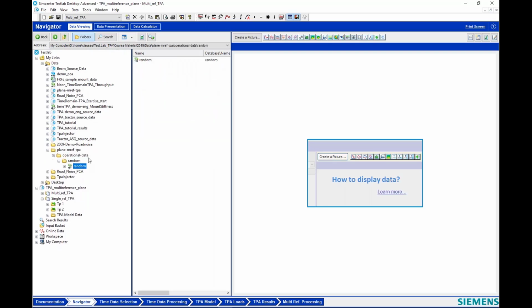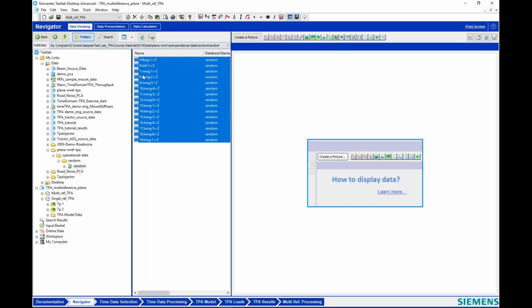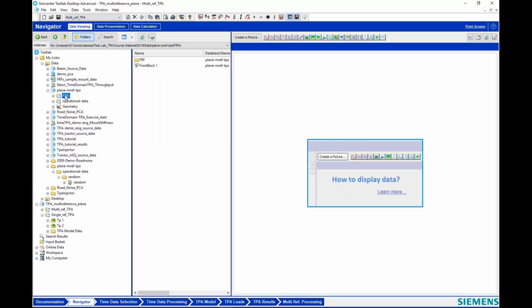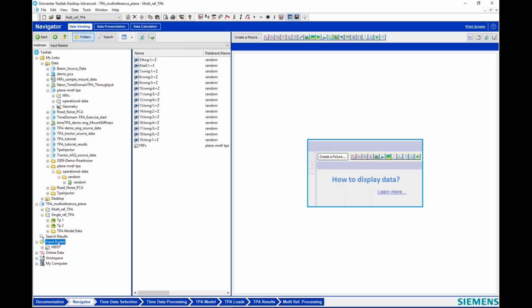Okay, so this is my throughput data. So I've got operational data at my targets, left wing, the tail, and the right wing 1. That's going to be used as my references in my cross powers. And I also have all my operational data as well as my target data. And then I need to add the FRFs as well. So let me add the FRFs to the input basket. So these are my FRFs. So in my input basket, I have my FRFs and I have my throughput data I'm going to use to calculate the cross powers.